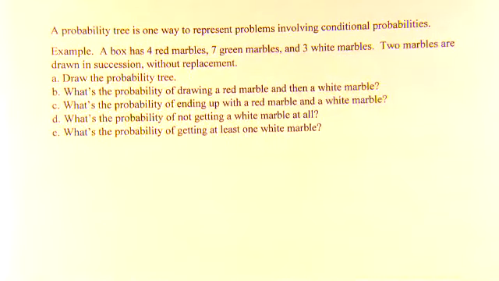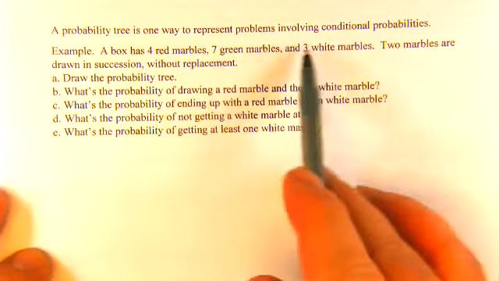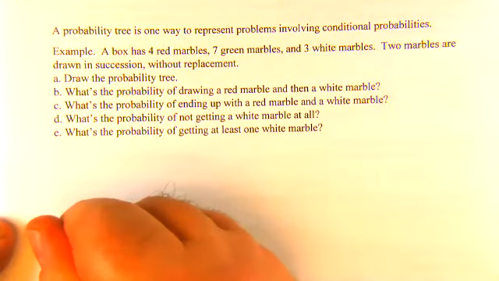So, conditional probabilities show up in dealing with questions about replacement. And we have something called a probability tree, which is a useful thing to have seen at least. So suppose a box has 4 red marbles, 7 green marbles, and 3 white marbles. You draw 2 marbles from it in succession without replacement. So what's a probability tree?